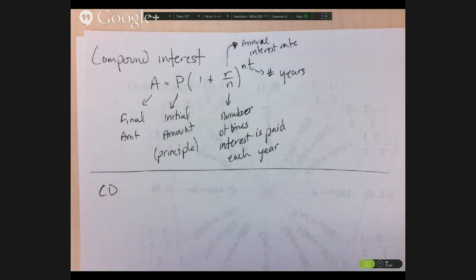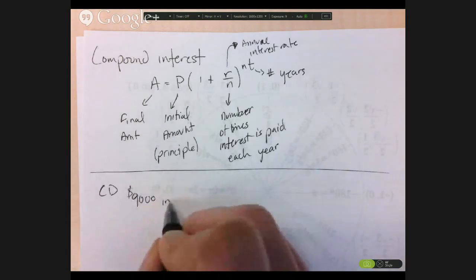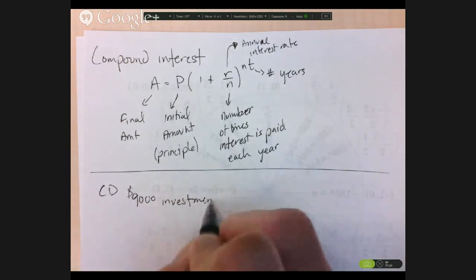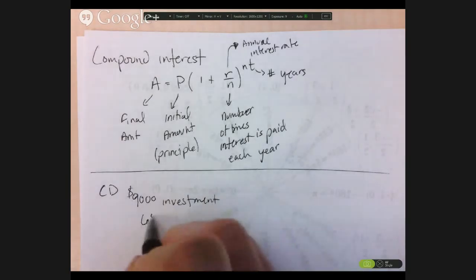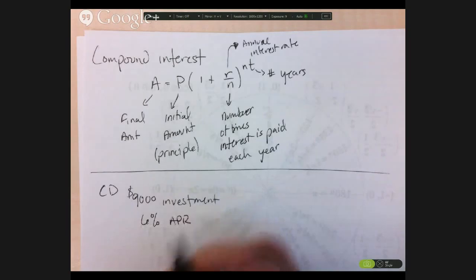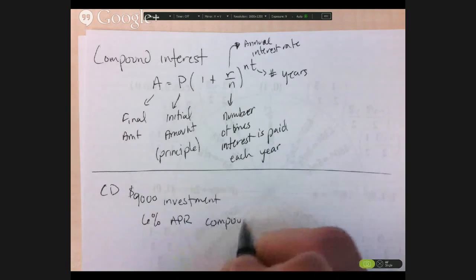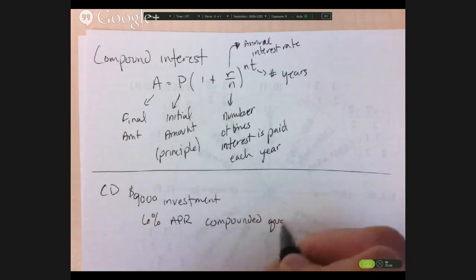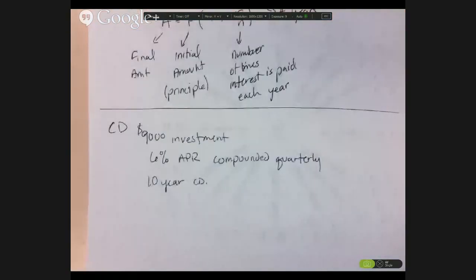Let's say $9,000 and 6% compounded quarterly, and let's say it's a 10-year CD. Okay. How much money is in it after 10 years?